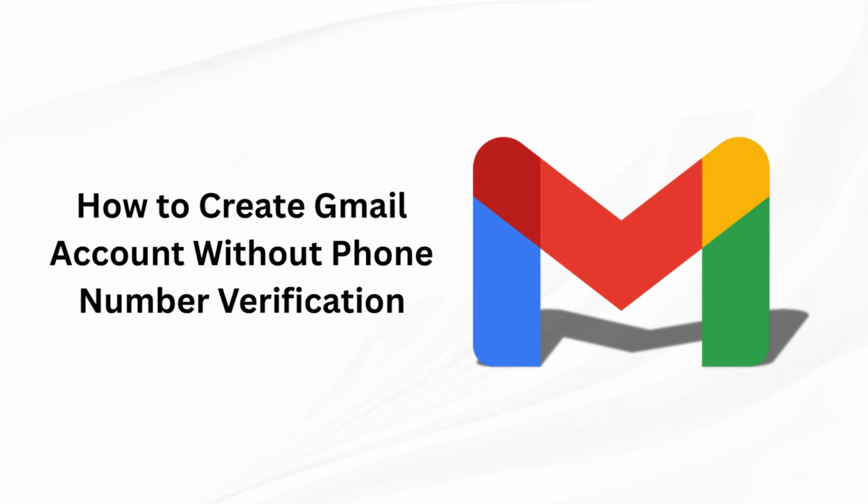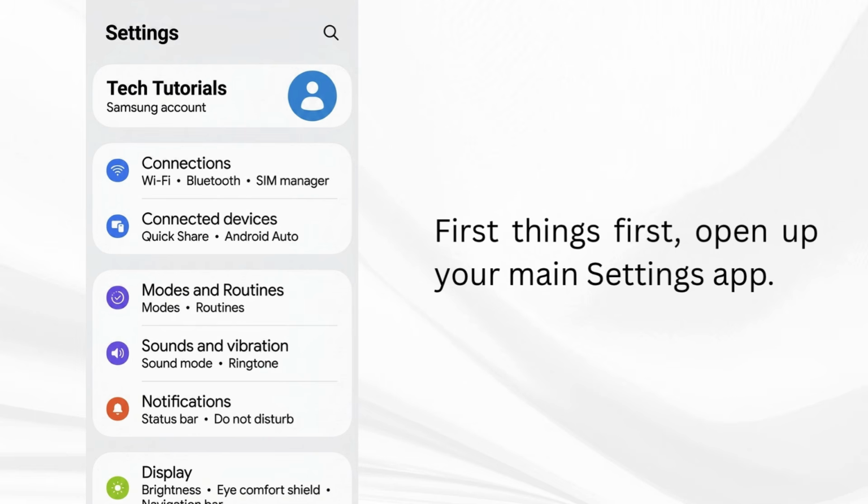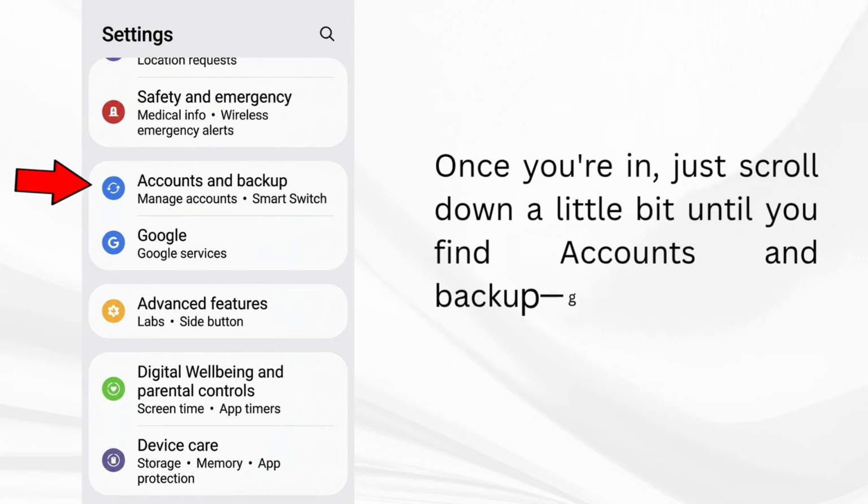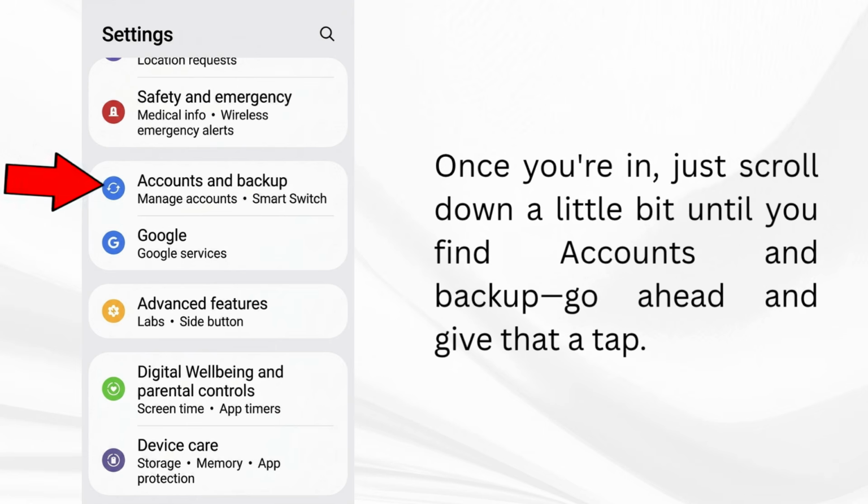How to create Gmail account without phone number verification. First things first, open up your main settings app. Once you're in, just scroll down a little bit until you find Accounts and Backup. Go ahead and give that a tap.